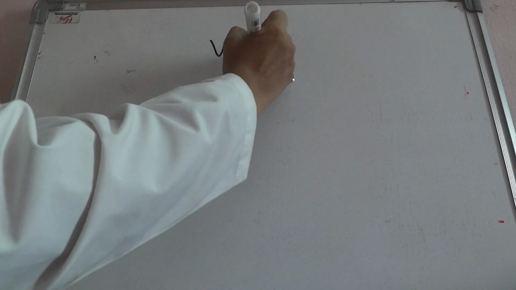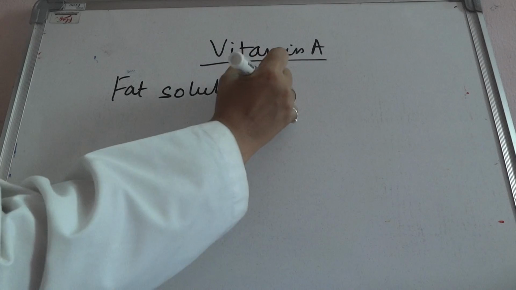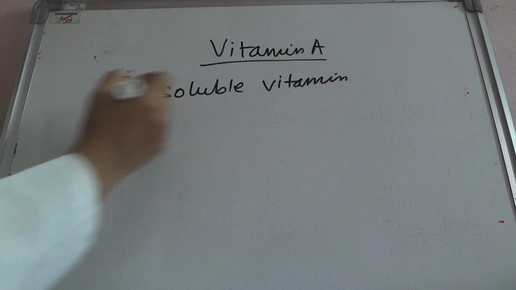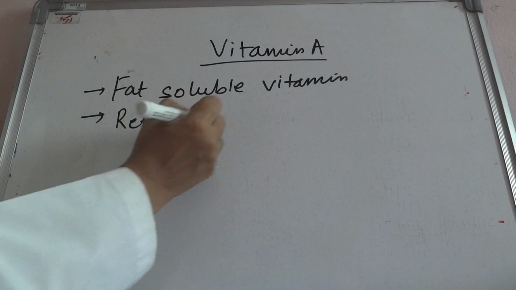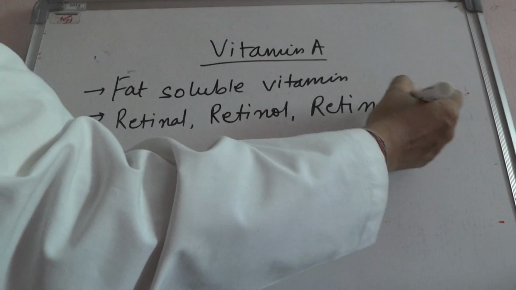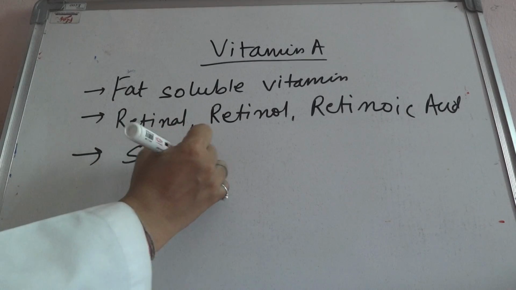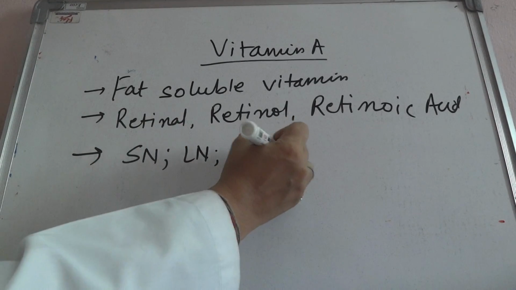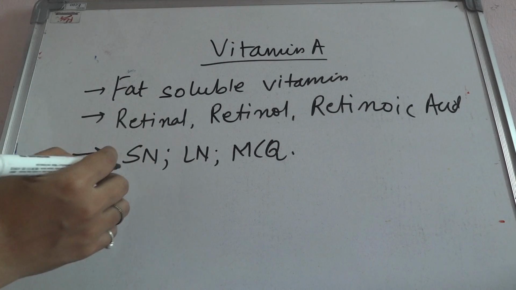Hi everybody. Today we discuss again an important vitamin, that is vitamin A. Vitamin A is a fat soluble vitamin, and there are three forms that are important chemically, that is retinol, retinal, and retinoic acid. Vitamin A can be important as a short note, a long note, and it has MCQs from an MCQ point of view. Now let's see the proper vitamin A.